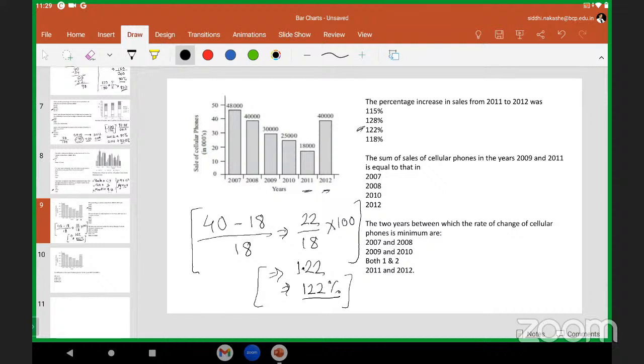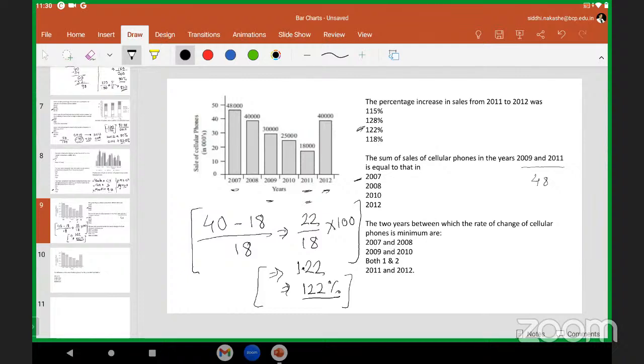Okay, so let's move on to the next question. The sum of sales of a cellular phone in the year 2009 and 2011 is equal to that in which year? So 2009 and 2011, that is 30 plus 18, so that is 48,000. So now, in which year is there sales of 48,000? So that is in 2007. So our answer will be 2007.